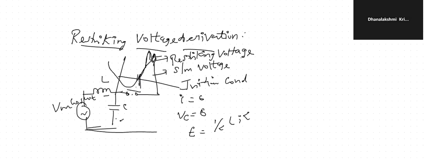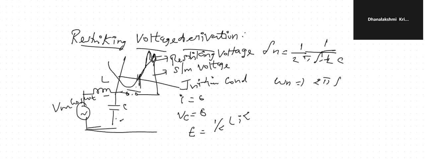The inductance and the capacitance form a series oscillatory circuit, and the natural frequency fn is equal to 1 by 2 pi root of LC. This is the natural frequency of oscillation, and the natural angular frequency omega n is equal to 2 pi fn. Now fn is equal to 1 by 2 pi root LC, so the 2 pi cancel. Now the angular frequency is equal to 1 by root of LC.